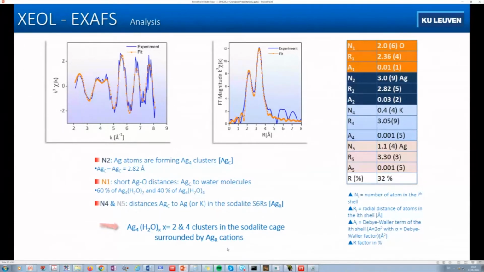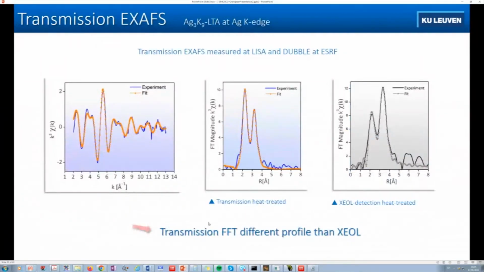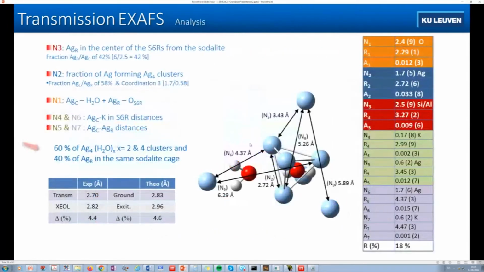So this is what we find from the XEOL. And from this investigation, we know that this structure is the luminescent structure. Now we can compare with the transmission data, which is measured exactly at the same time. And as you see, this is XEOL and this is transmission, and they are not alike, they have a different profile. And if you analyze the transmission, of course, you see everything. You see all the silver, even the ones that are not luminescent.